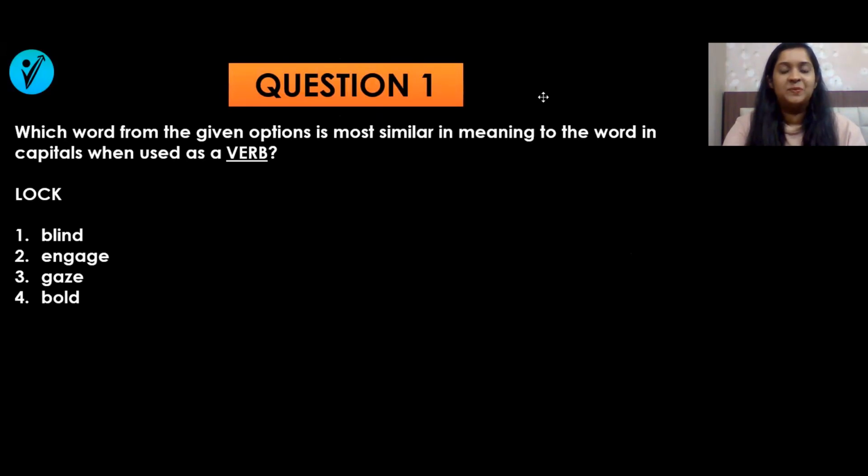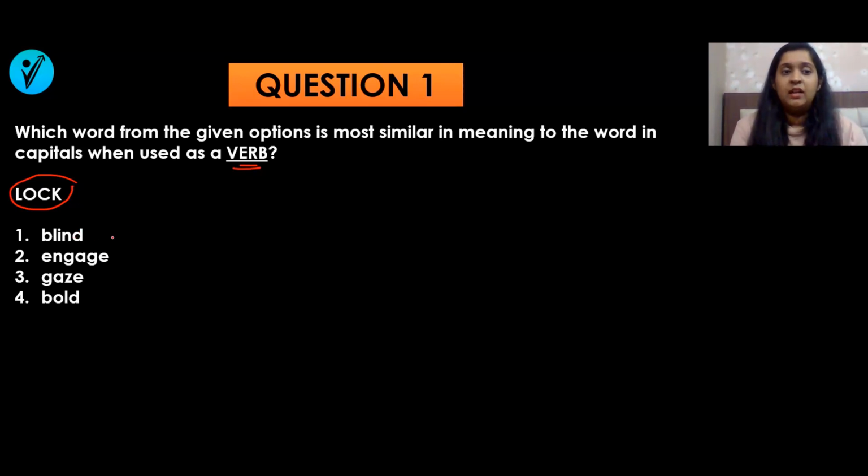So come, let's start. The first question was, which word from the given options is most similar in meaning to the word in capitals when used as a verb? So what exactly is a verb? A verb is nothing but an action word. So the word in caps is lock, but it has been made clear over here that it should be a verb. What should the meaning be when it is used as a verb? So it's not simply a lock which is used with a key, but a verb.